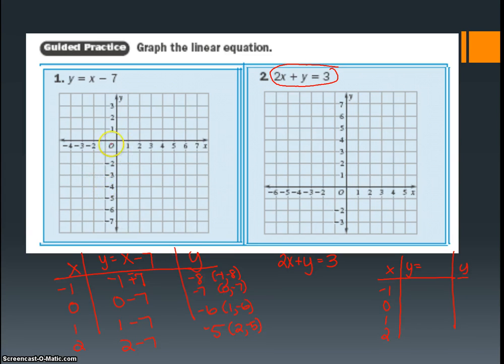And then go ahead and graph -1, down to -8. 0 to -7. 1 to -6. 2 to -5. Draw a line through the dots and all the way through the graph and put arrows at the end.